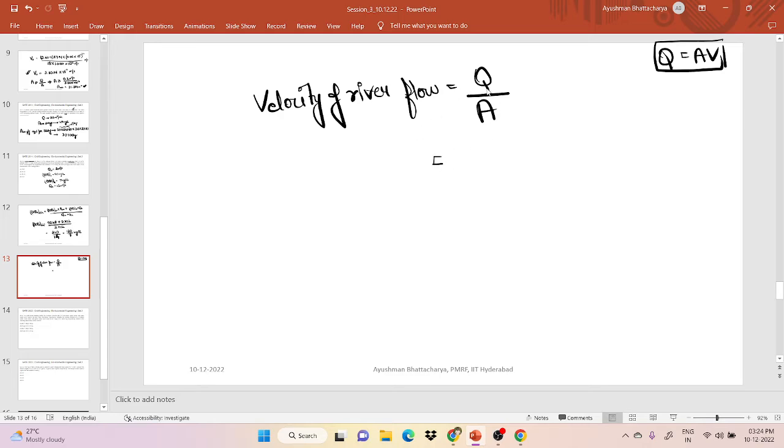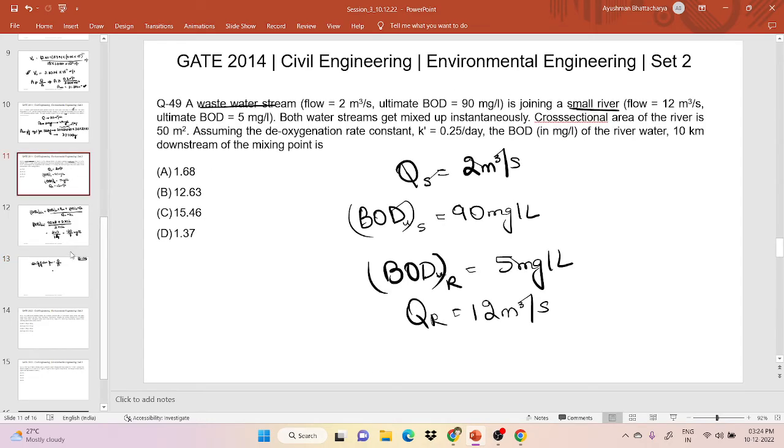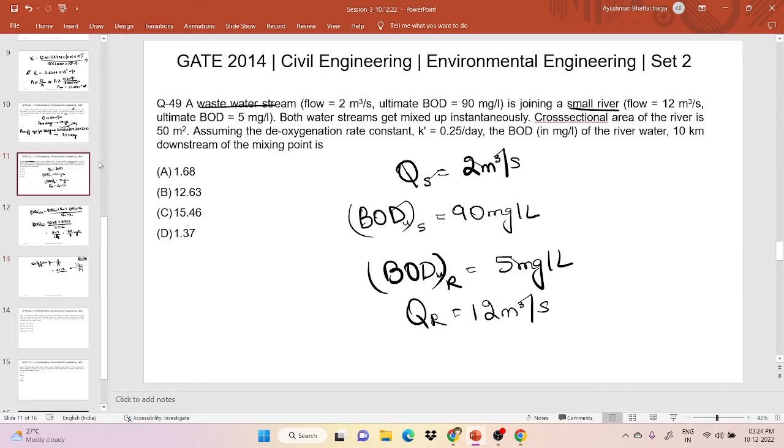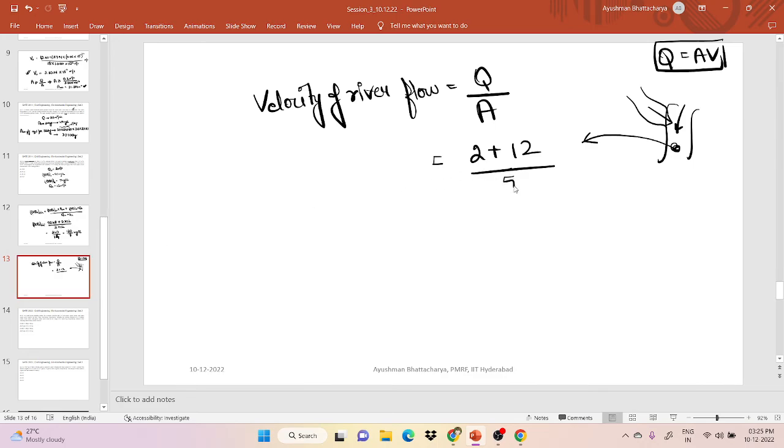Okay. Now Q will be basically 2 plus 12, because this is a river and the wastewater stream is joining the river, so here the flow rate will be 2 plus 12, and area of cross section is given in the question. So cross section area of the river is 50 meters square, so here it is 50. Okay, so it will come out to be 0.28 meter per second, the velocity of river flow.